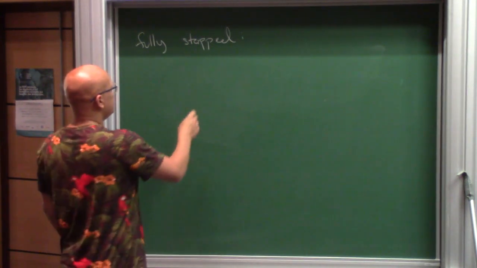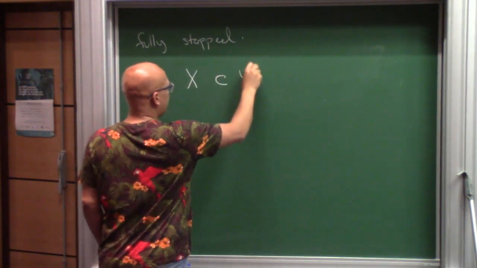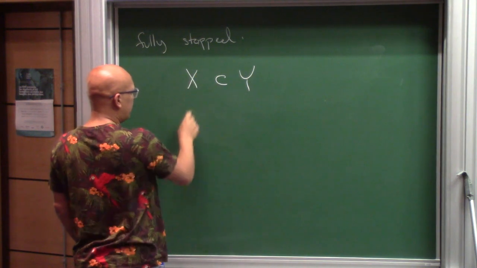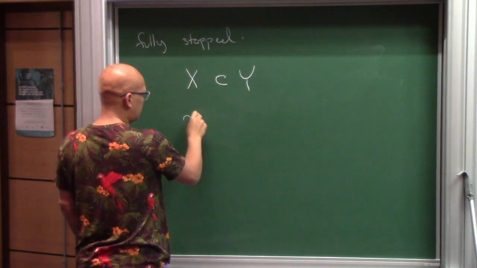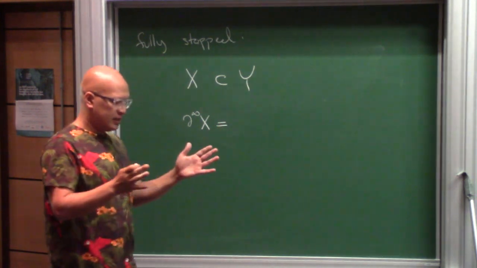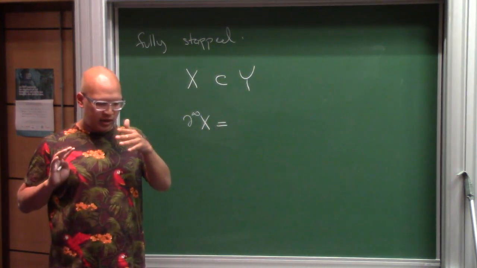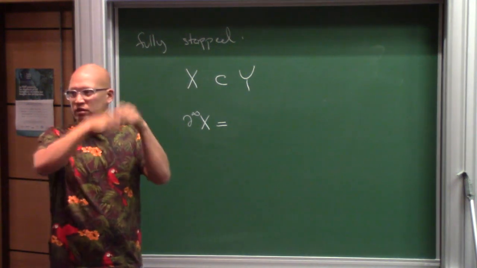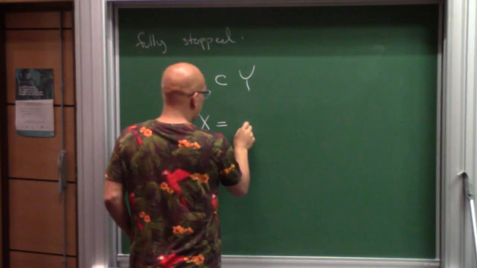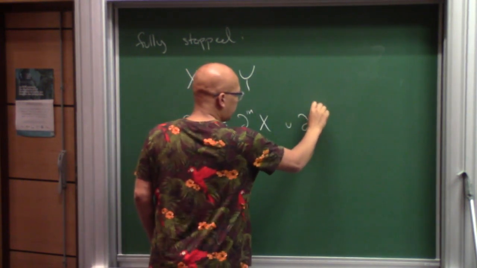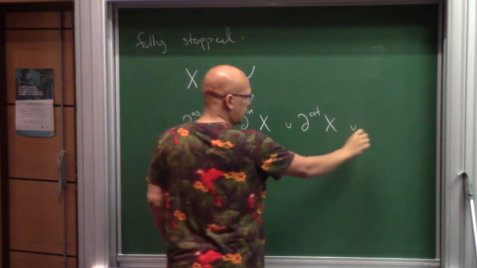So fully stopped means, if I have an inclusion of sectors x and y, then the boundary at infinity of x splits into somehow 3 pieces. There's the part of the boundary where the Liouville flow is entering, the part where it's exiting, and then the part where it's somehow just traveling along. So I call those the in boundary, the out boundary, and the trivial boundary.